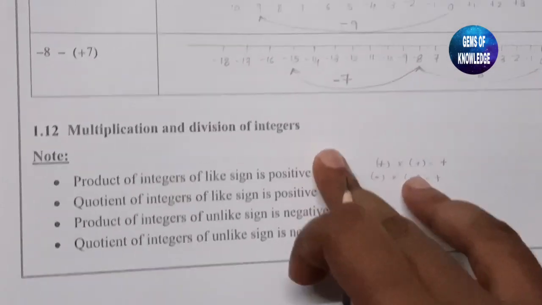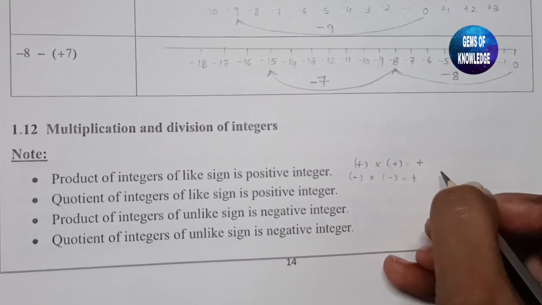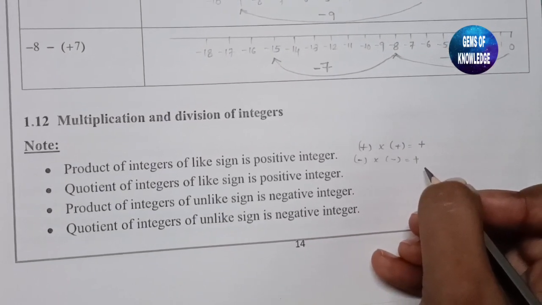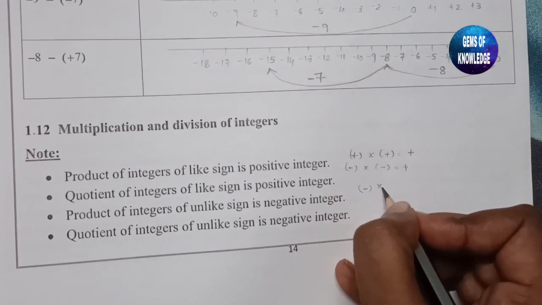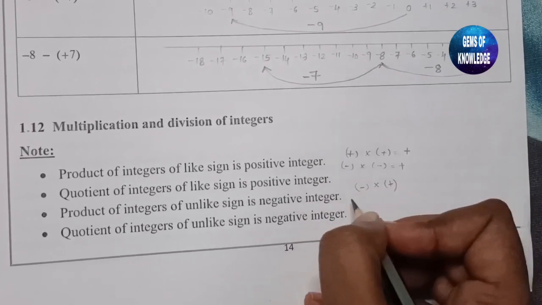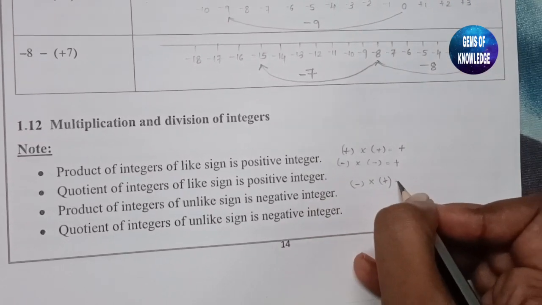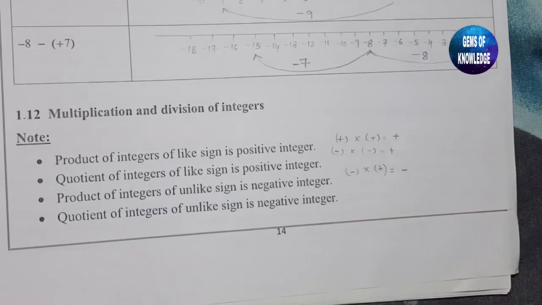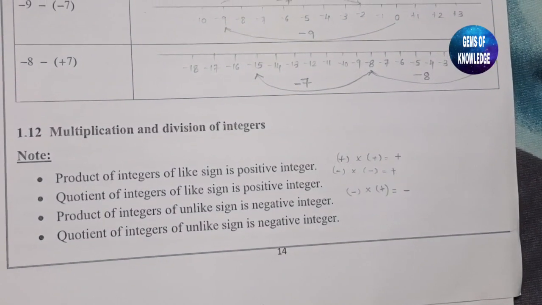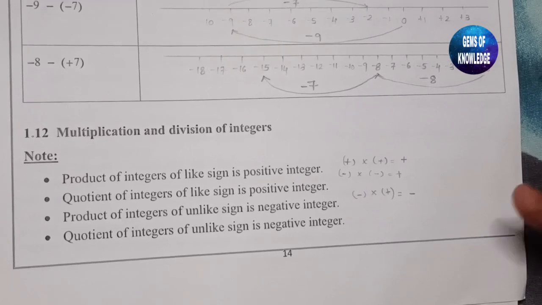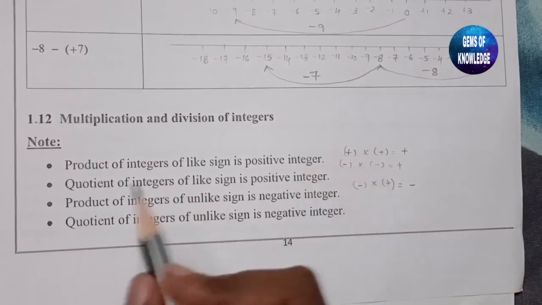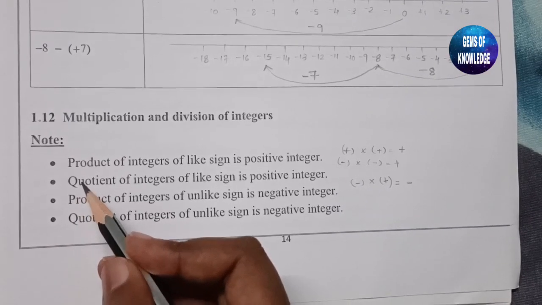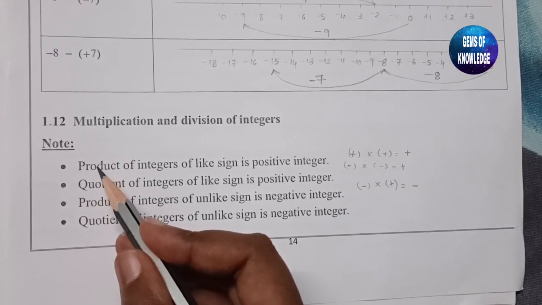This is the basic rules, that is plus into plus will be plus, minus into minus will be plus, and if the signs are changed, that is one is positive and one is negative, then the answer will be always negative. Okay, either it is plus into minus or minus into plus, the answer will be always negative. The same thing is given when it is multiplied or when it is divided. Quotient means it is divided, product means it is multiplication.